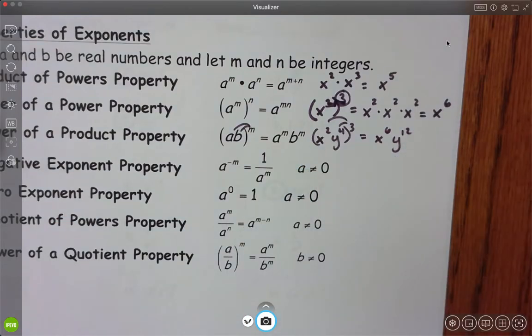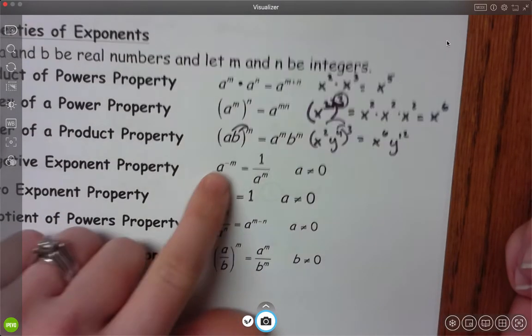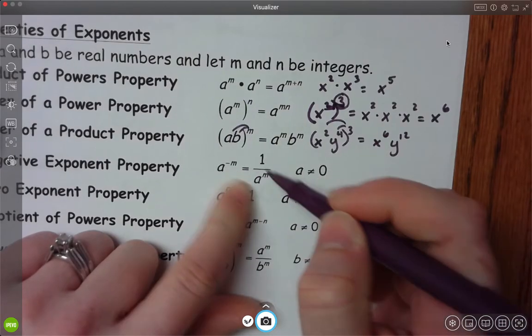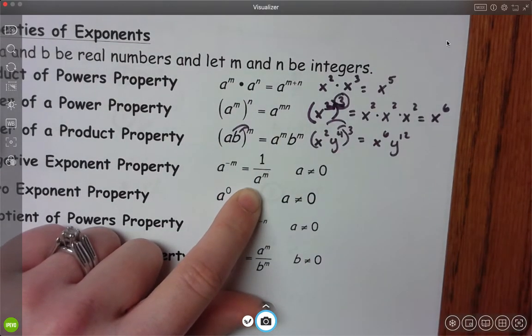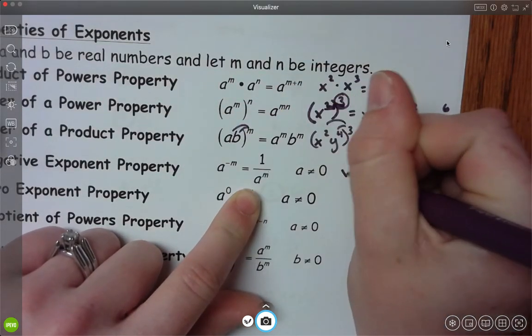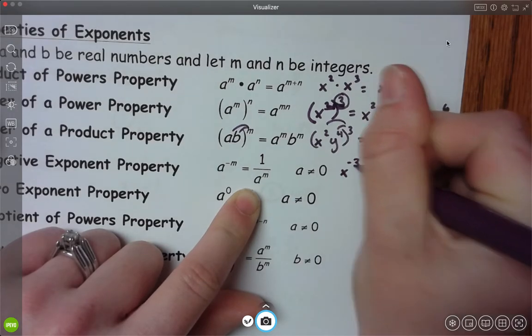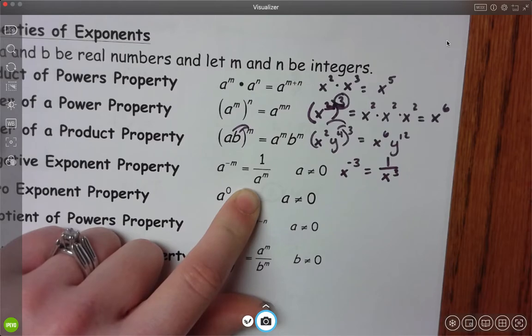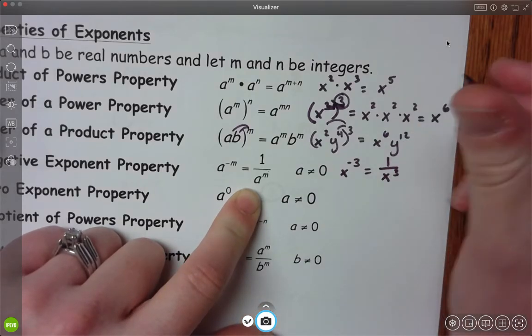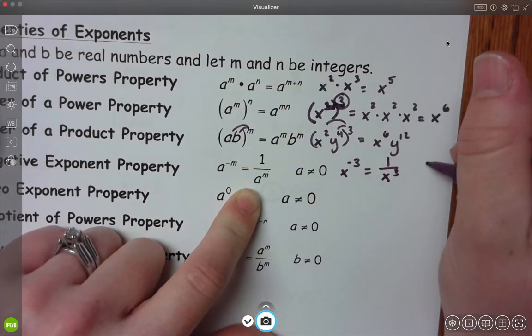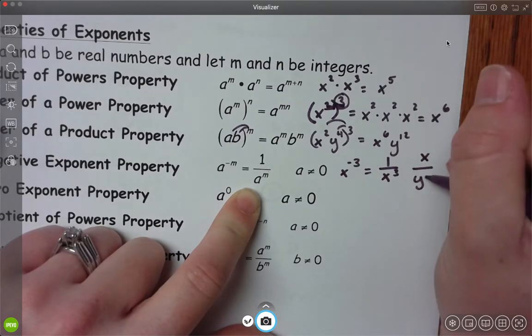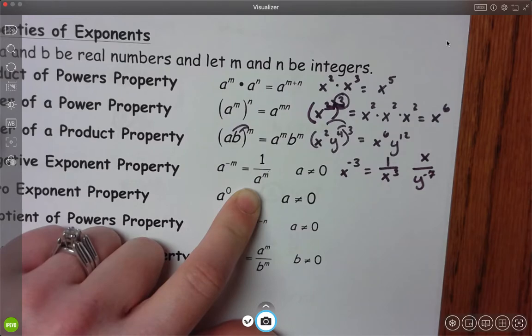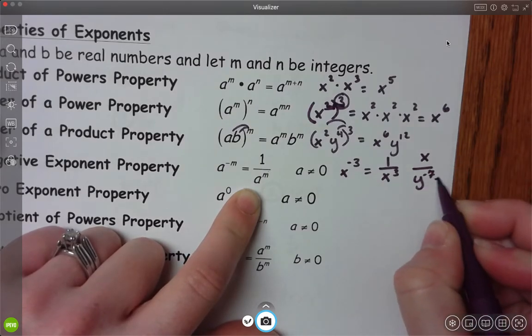Now, if you ever have a negative exponent, you can flip it to the bottom, and it will become positive. So let's say I have x to the negative 3rd power. That will be 1 over x to the positive 3rd power. In addition to that, let's say I have x over y to the negative 7th power. I can change that y and make it a positive 7th power if I bump it to the top.